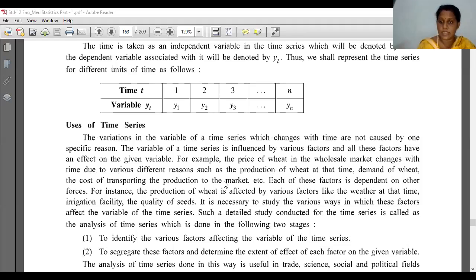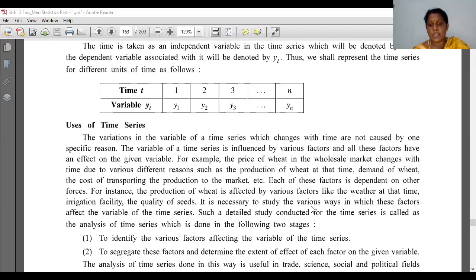Each of these factors is dependent on other forces. For example, the production of wheat is affected by various factors like the weather at that time, irrigation facility, and the quality of seeds. These are the different reasons given for the production. See, the price of wheat changes year after year, and these are the different reasons because of which the price of wheat is changing, right?